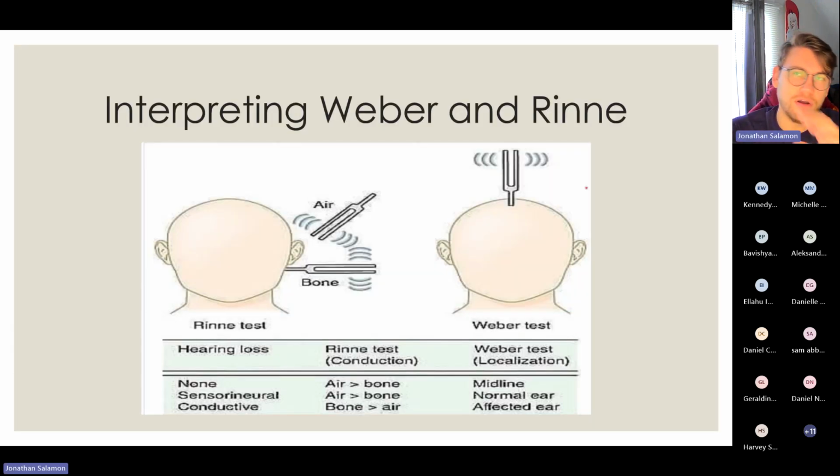Weber and Rinne test, 100% know how to do this. 100,000% know this. I think we had 3 questions on it in our final. Be able to answer this in every direction. Be able to answer this both if they give you, oh, well, there's air conduction is better than bone.